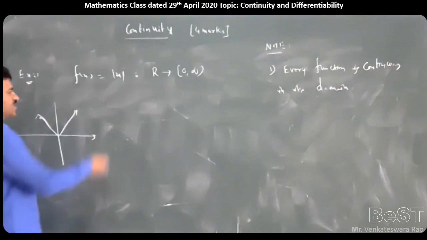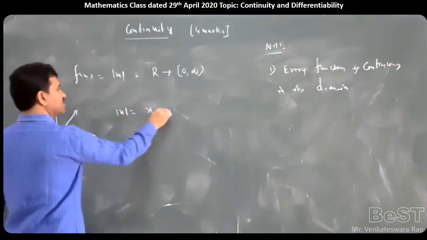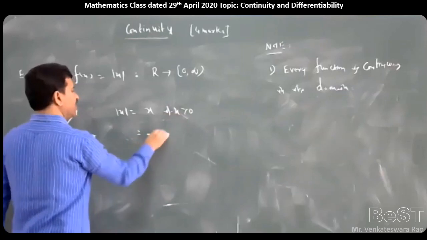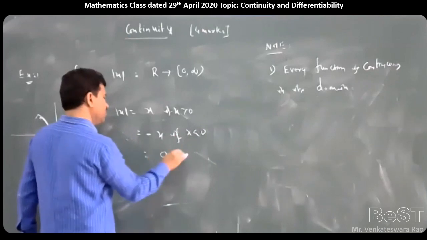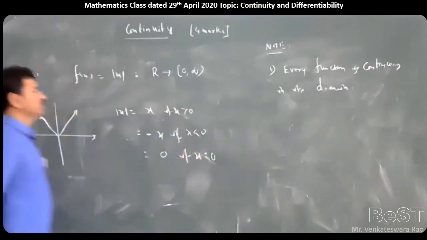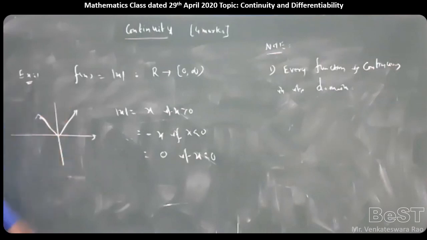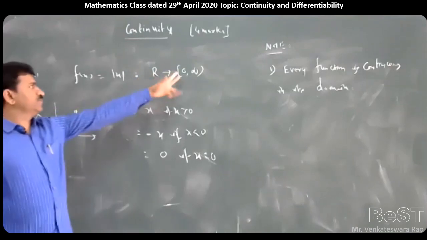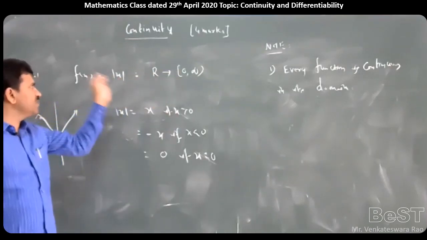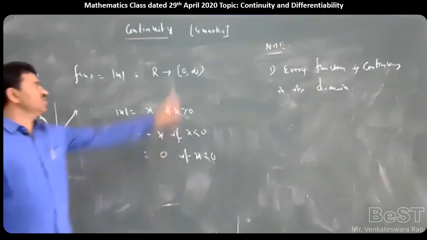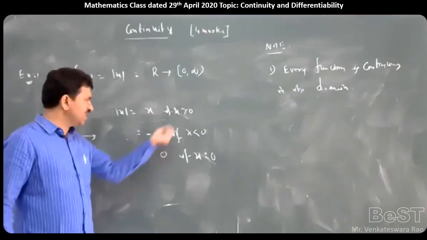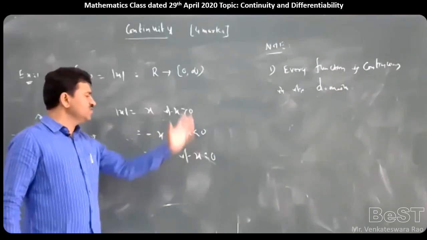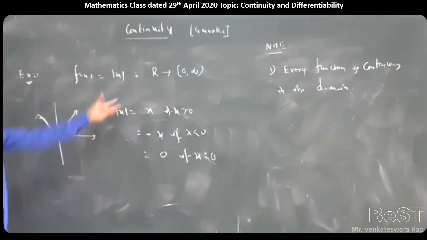And mod x definition is, see this one. Mod x is equal to x if x is greater than 0, minus of x if x is less than 0, and equal to 0 if x is equal to 0. You have a number of problems based on this mod x. That's why I'm choosing this example. In first PUC we discussed this one.